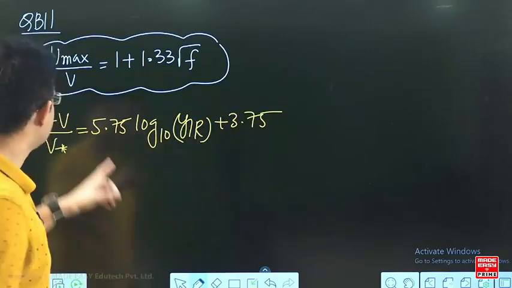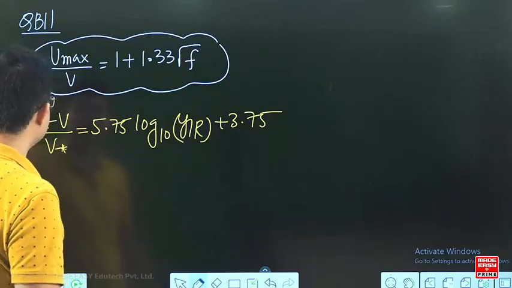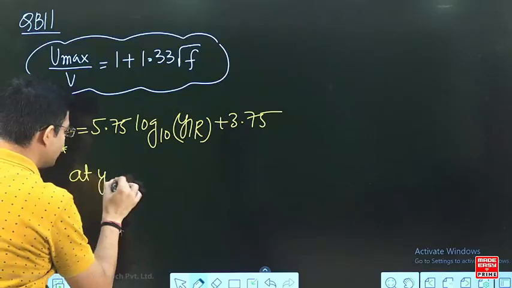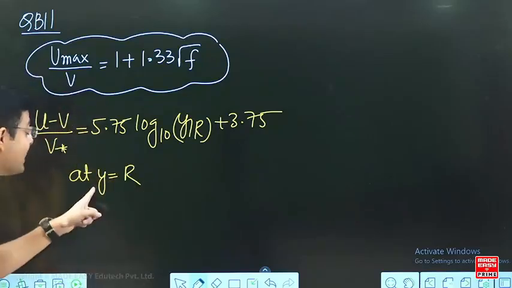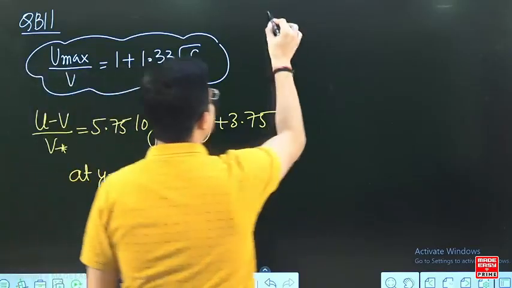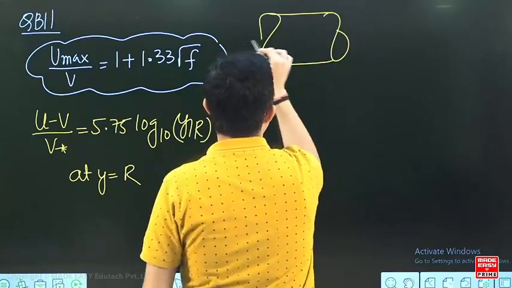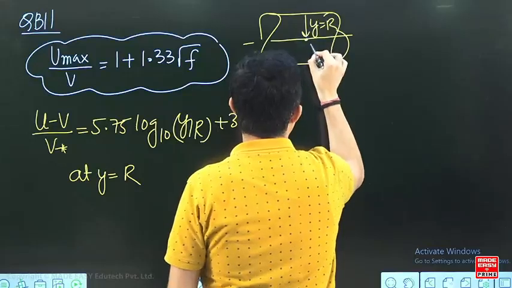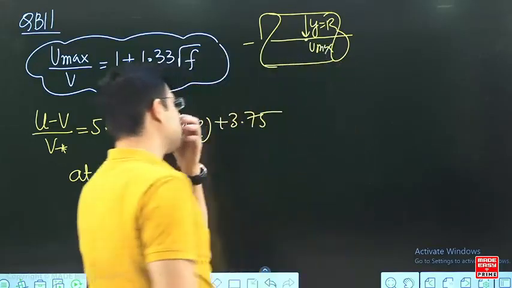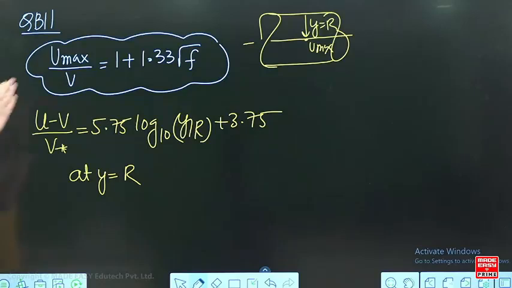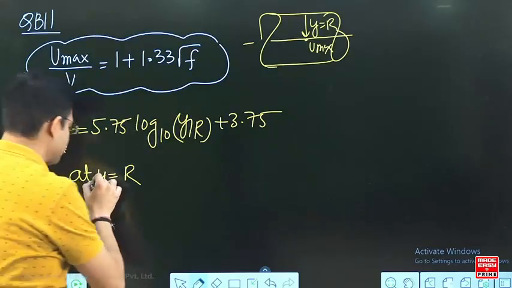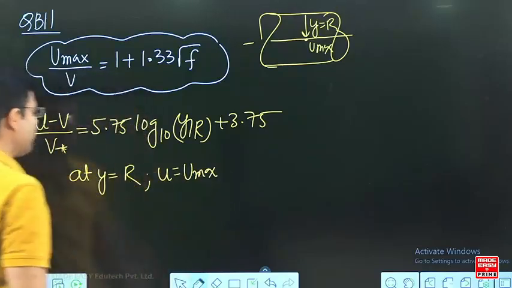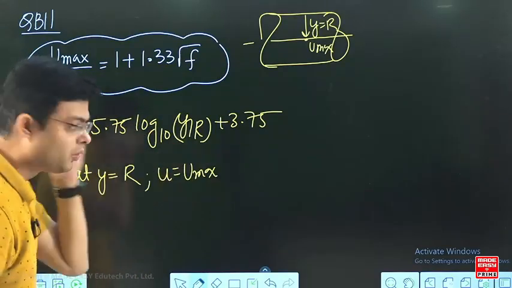But wait, to prove this you don't want U, you want U max. Now how to convert this into U max? At y is equal to r. Y is the distance from the pipe wall. Why don't you understand? This is the center line of the pipe now. So at y is equal to r, it will be the center line where the velocity will be Umax. So at y is equal to r, u is equal to Umax.